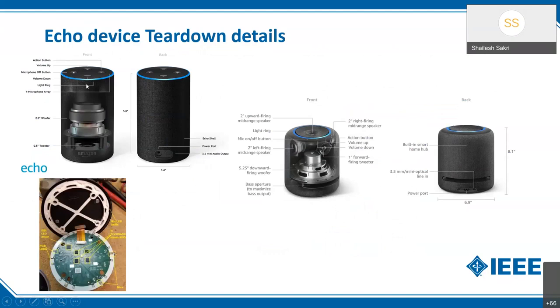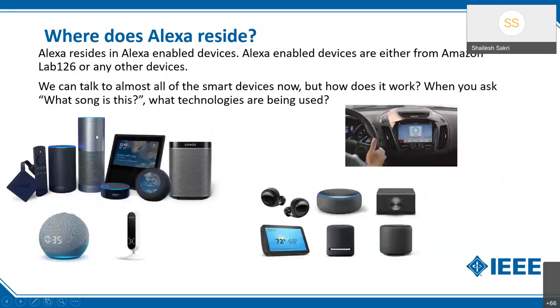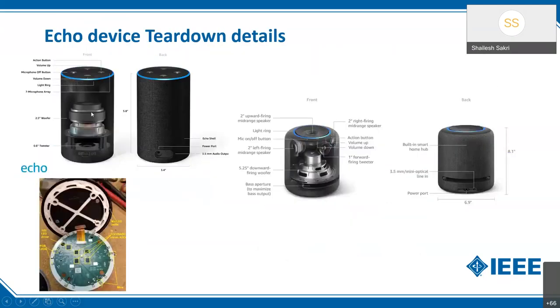Okay, and this is an Echo. The Echo series is the first smart speaker which was released. In fact, this is the second gen. The first one was the much taller one. This is the second one. As you can see over here, there's a woofer in here. There's a tweeter just at the bottom over here. There's a 2.5 inch speaker, which is upward firing, and there's a tweeter.